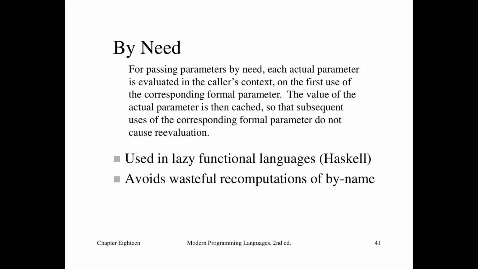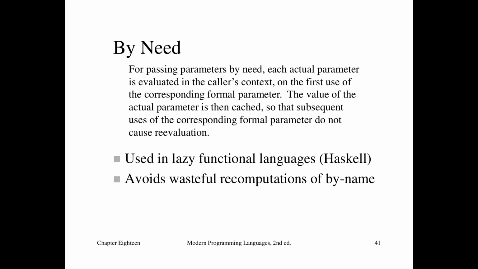One of the last ones is by need. So what we do is we pass in parameters by need. Each actual parameter is evaluated in the caller's context on the first use of that corresponding formal parameter. So unless we actually need the value, we don't do the evaluation. Only when it's needed. The value of the actual parameter is then cached, right?